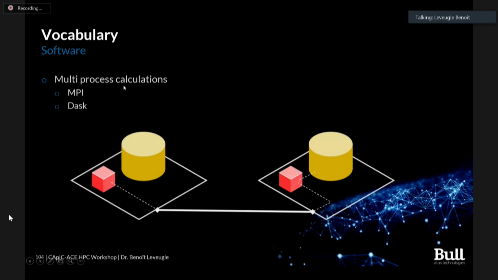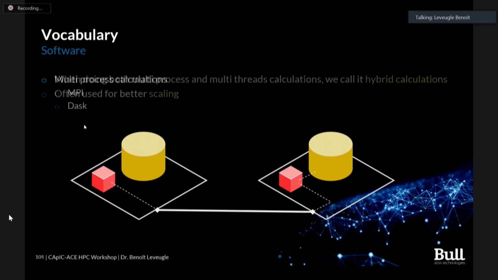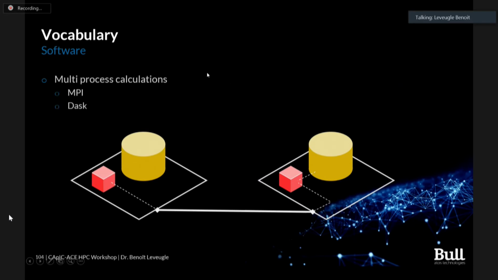And regarding multiprocess calculation to spread data over the network, you have MPI, Message Passing Interface. This is the most common one in HPC. It allows processes to communicate over the network. And again, Dask, because Dask can do both. Dask can do multiprocess, multi-thread, etc.